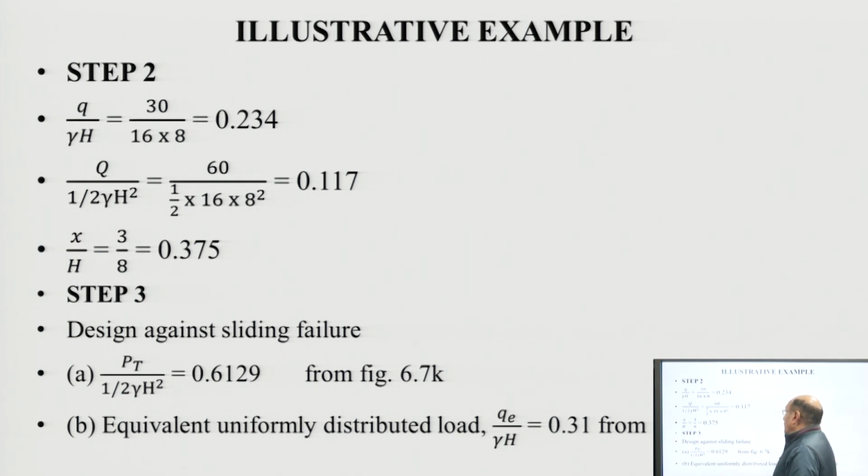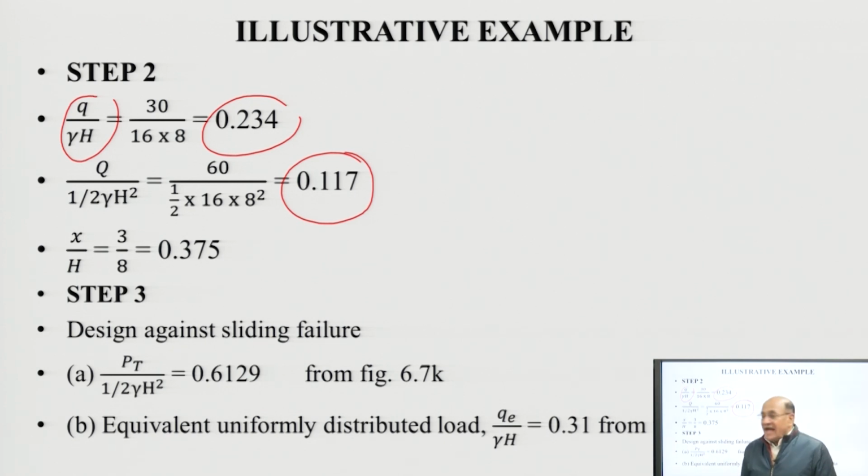Step 2, we can calculate Q by gamma H and we can get 0.234, where Q by half gamma H square will be 0.117, x by H, that is x is equal to 3 meter. So, x by H is equal to 0.375 meter. So, now we go for step 3, design against a sliding failure.